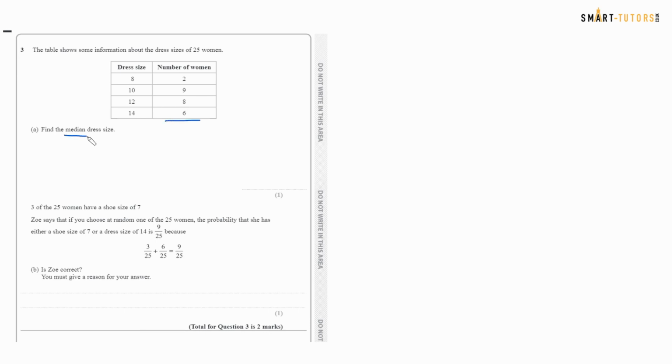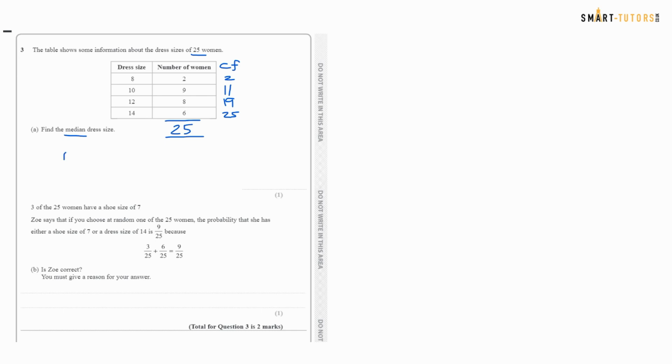So first of all, we need to add the frequency, which is this column. So 2 plus 9 is 11, 19 plus 6 is 25, which is already given in the question is 25. So we do a cumulative frequency, CF. Cumulative frequency is 2, 2 plus 9 is 11, 11 plus 8 is 19, and 19 plus 6 is 25. The cumulative frequency will help you to find the median.